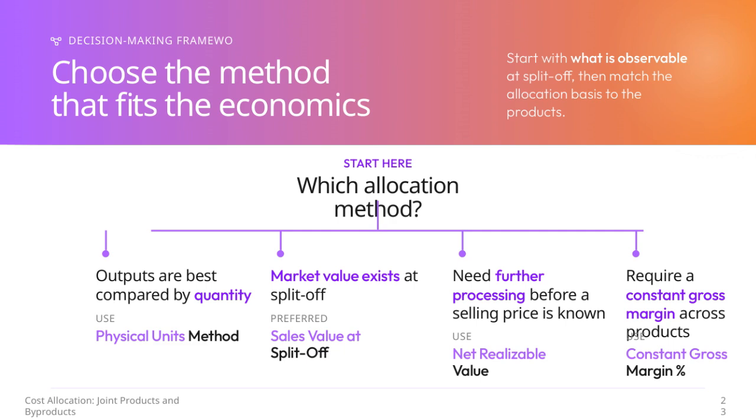However, sometimes products need further processing before we can determine a selling price. In those cases, the net realizable value method is the appropriate choice, since it estimates the final value after additional processing costs. Finally, if there's a requirement to maintain a consistent gross margin percentage across products, we use the constant gross margin percentage method. This approach ensures fairness by keeping profitability proportional among all outputs. Ultimately, the key is to choose the allocation method that best fits the economic circumstances of the products you are dealing with, ensuring the cost allocation is both logical and relevant for decision-making.